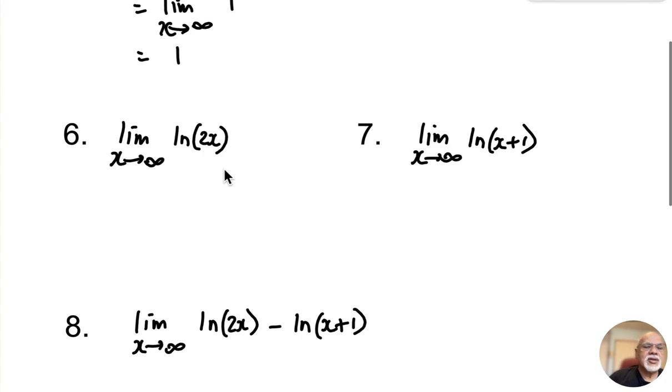Next one, the limit of ln 2x. Now, it helps to remember what some of these graphs look like. Ln 2x looks like this, and ln of x looks like this, and the ln of 2x is just a horizontal compression by a factor of a half, and so it would essentially look the same. But as x goes to infinity, you can see that this does not exist.